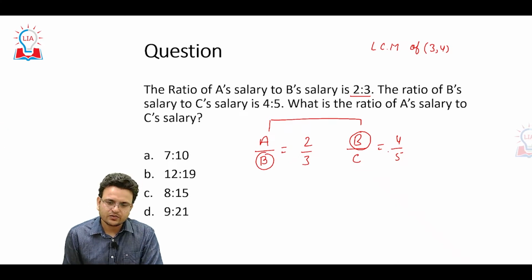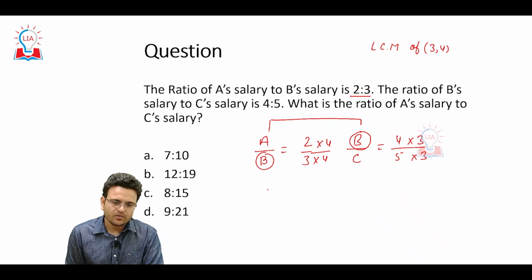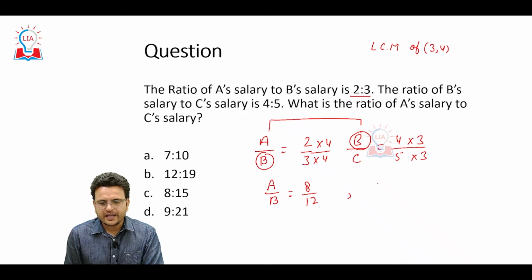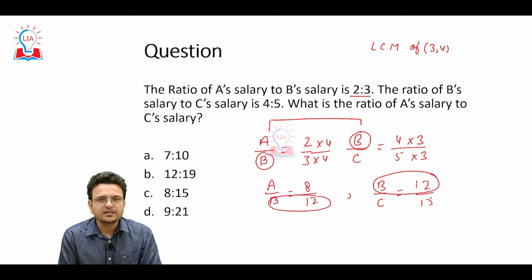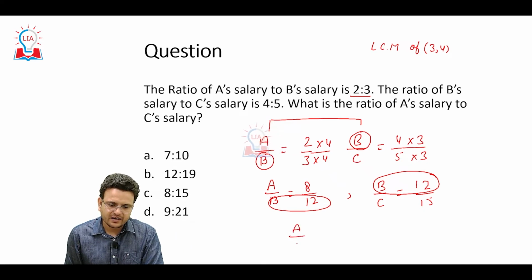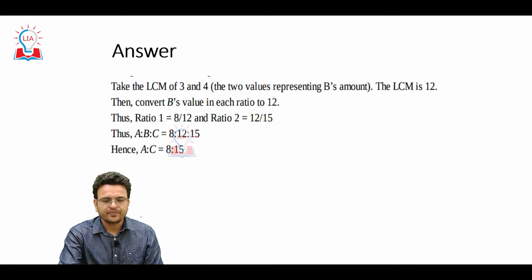So it is very simple. We multiply the first ratio by 4 and the second ratio by 3. Here A upon B will be 8 upon 12, and here B upon C will be 12 upon 15. Now the value of B is the same in both, so we can say that A upon C is equal to 8 upon 15. This is the way we can solve it. Hope you are able to understand.